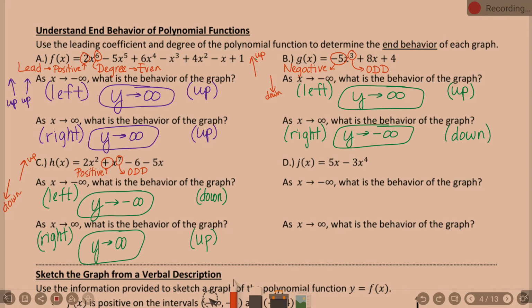Okay, on D, j of x. What's my degree here? My degree is the highest power, which is 4. And what do you know about 4? 4 is even. So that means my graph is either up and up or down and down. What do you know about the leading coefficient? It is negative. What about negative? It's going to be down, down. Think about an upside down parabola.